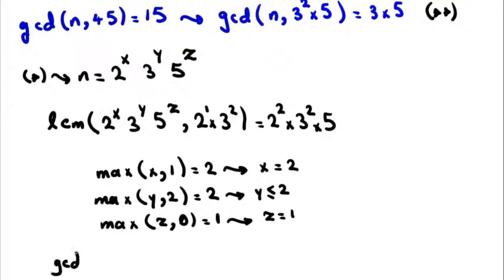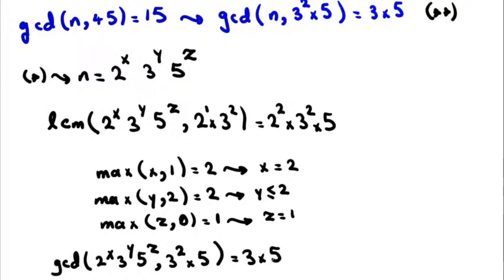GCD of n, which is 2^x, 3^y, 5^z. And what number here? 3 squared times 5 equal to 3 times 5. In GCD, we consider the minimum. Because we know x and z are what? We focus on y. The minimum of y and 2 is 1. So you easily conclude y is 1.